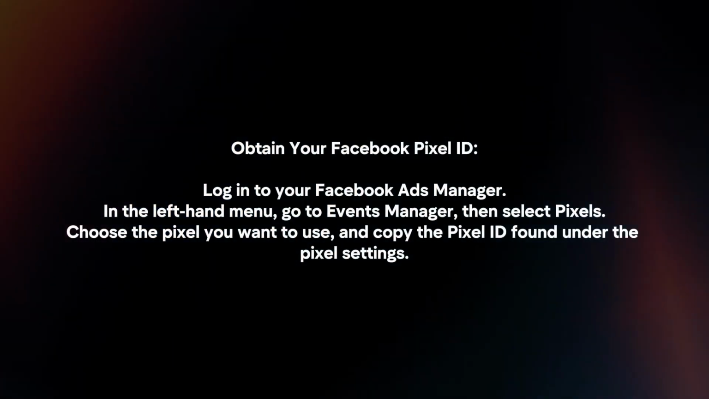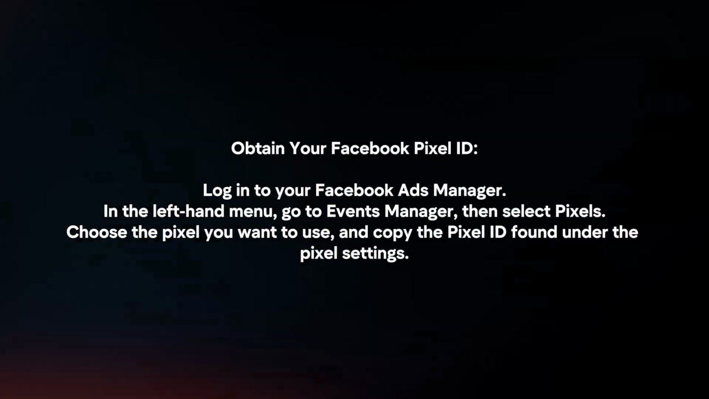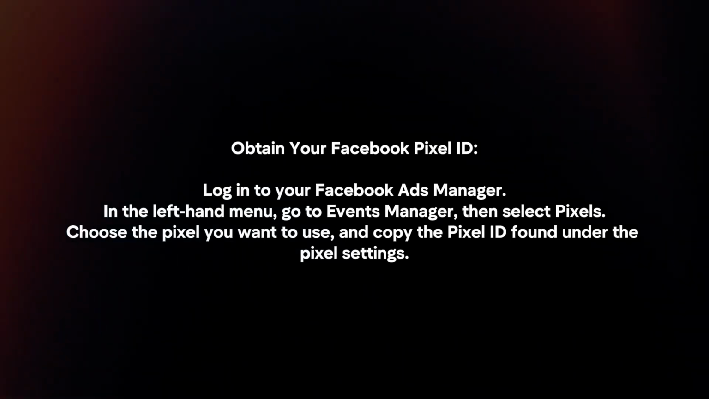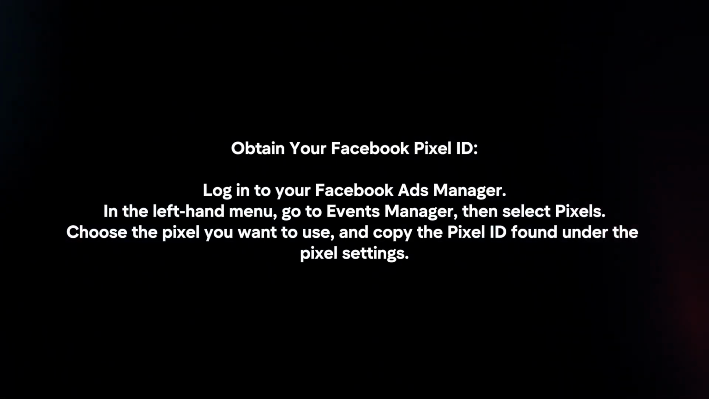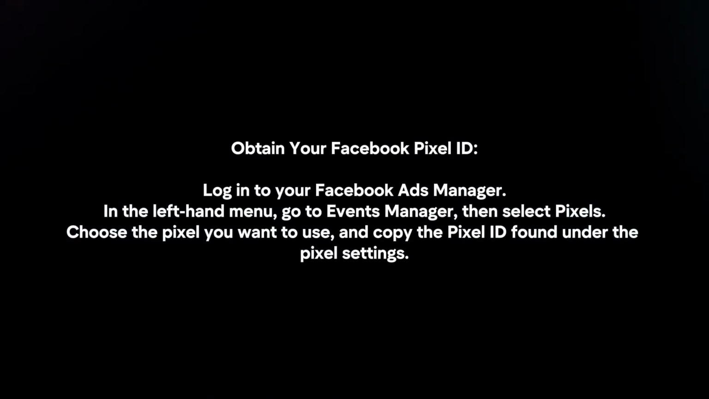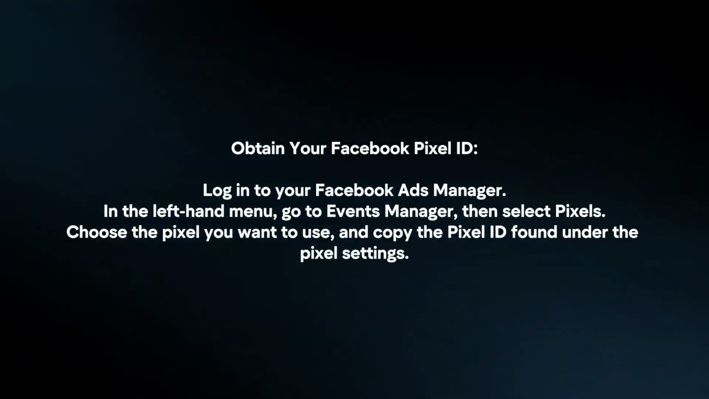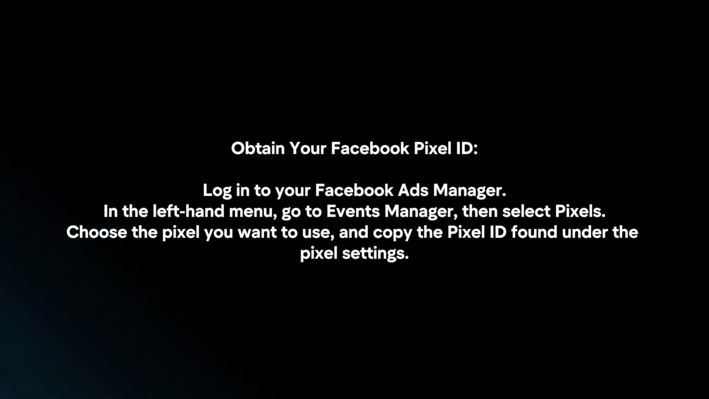Obtain your Facebook pixel ID. Log into your Facebook Ads Manager. In the left-hand menu, go to Events Manager, then select Pixels. Choose the pixel you want to use and copy the pixel ID found under the pixel settings.